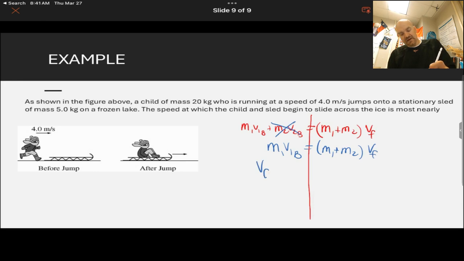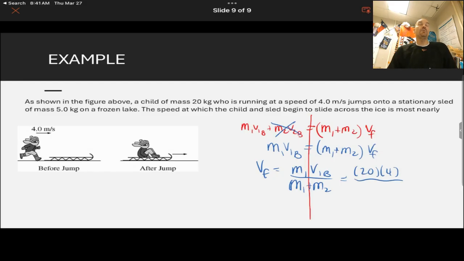And so the final velocity becomes the momentum before divided by the total mass. We're going to have 20 times 4, because the 20 kilogram child is running at a speed of 4 meters per second, and then they're going to jump on a 5 kilogram sled. So you're going to have 80 over 25, which ends up being 3.2 meters per second.